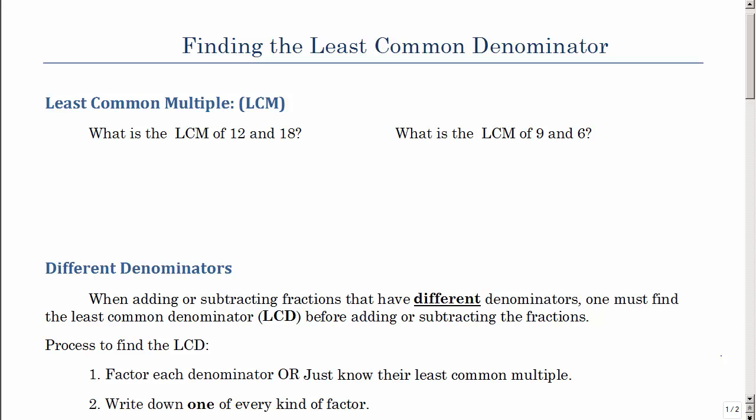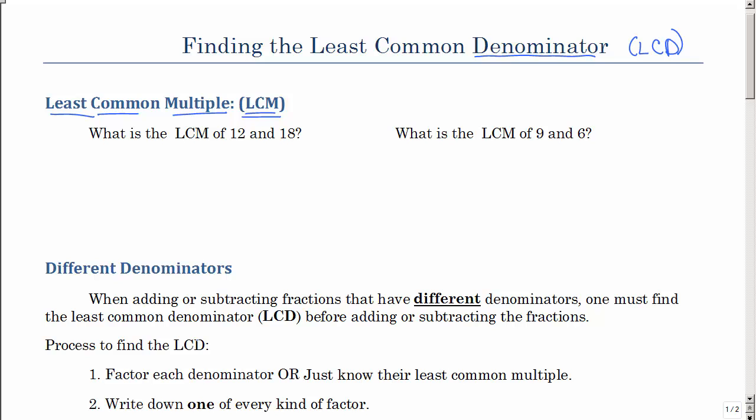How do we find that least common denominator, or we refer to that as the LCD? Well, let's go back to that least common multiple, the LCM. Believe it or not, the LCM and the LCD are really the same thing. It's just that a multiple is a number, where if it's a denominator, it needs to be at the bottom of a fraction. So let's go back to that least common multiple.